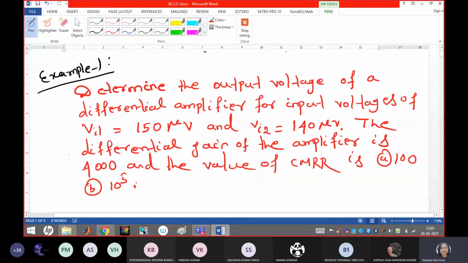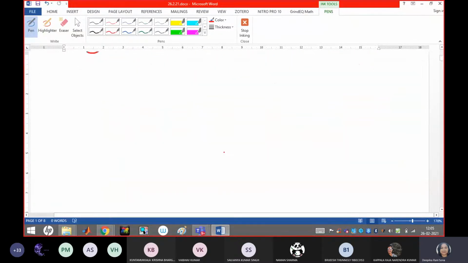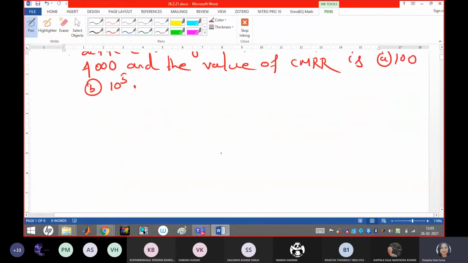Okay guys, have a look at the question. Determine the output voltage of a differential amplifier for input voltages VI1 of 150 microvolt and VI2 of 140 microvolt, differential gain of the amplifier is 4000, and the value of CMRR is 100 for case A and 10 to the power 5 for case B. So how do we identify the output voltage from the given question? Let's solve this.